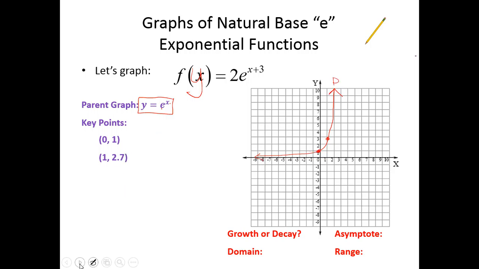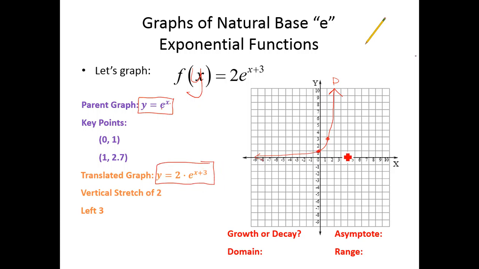Now let's identify what's happening in terms of how this function is changing or how we need to modify this graph. See that 2 in front? That is our stretch. Okay, this is the graph we were actually asked to make. We have the parent graph first so that we can move those points. The vertical stretch of 2 means each of these y values here are going to be multiplied by 2. So I have 0, 2, and 1, 5.4, right? 2.7 times 2. And always that's approximately, right?